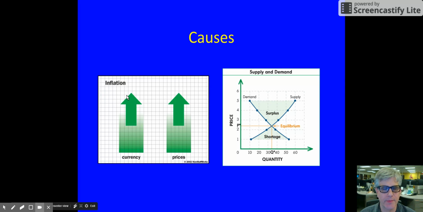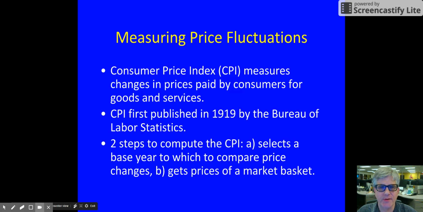So just some pictures, causes of inflation. So we're looking at maybe supply and demand. How do we measure inflation? We use the CPI, Consumer Price Index. This measures changes in prices paid by consumers for goods and services. CPI was first published in 1919 by the Bureau of Labor Statistics.